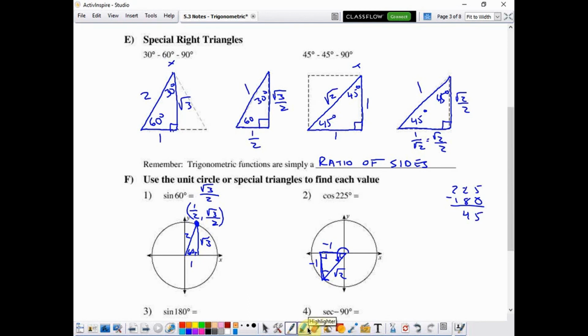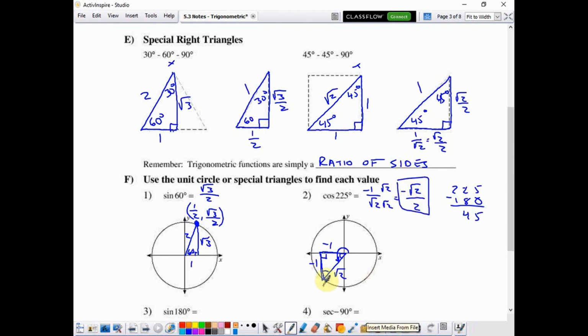So now the cosine is the adjacent over the hypotenuse. 1 divided by square root of 2. Now we do need to simplify that with no radical in the denominator. So we'll multiply numerator and denominator by the square root of 2 and get negative square root of 2 over 2.